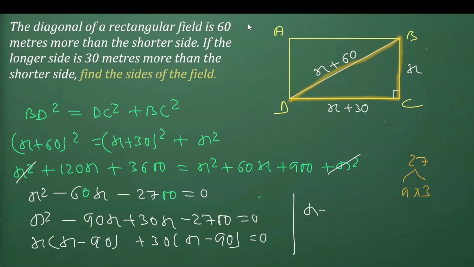Now, taking x minus 90 common from the whole, we get x minus 90 and x plus 30 equals 0. Equating this with 0, we are going to get x as what? 90. And equating this with 0, we are going to get x as how much? Minus 30. Now check, this cannot be possible, as you know, a dimension cannot be negative. So we will discard this value. So we can say that at the end we got x as 90.